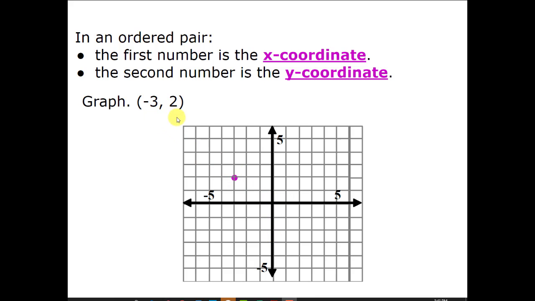So where these two numbers, the -3 on the x-axis and the +2 on the y-axis intersect is where we would plot the point (-3, 2). This is the x value and the y value. For x, we would go in the negative direction 3 spaces and then go up 2 spaces. Okay, so it has the x and the y.